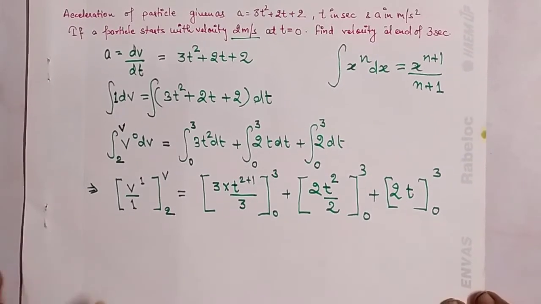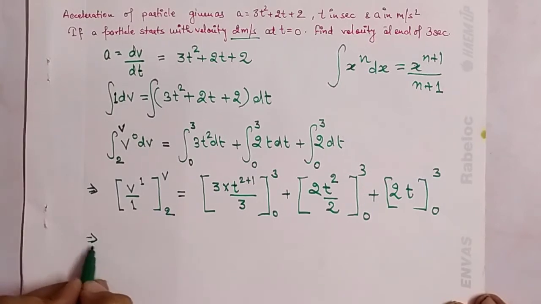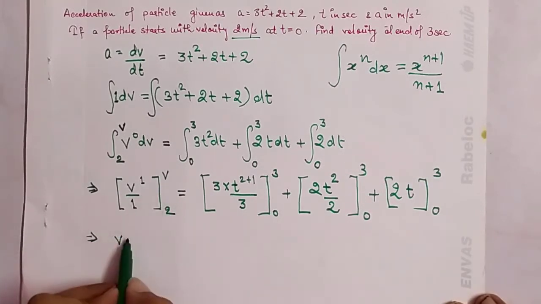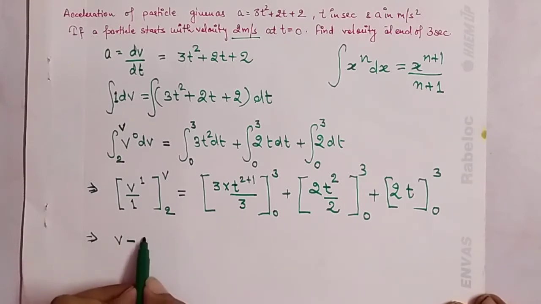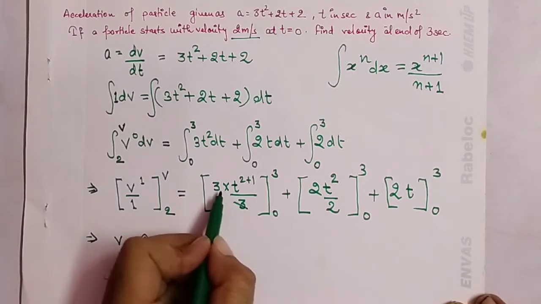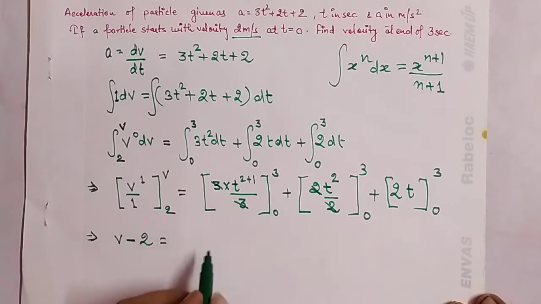Now let's put the values. Whenever you want to put the value, first put your upper limit, then subtract the value obtained by putting the lower limit. Now here you can see we can cancel out 3, and we can cancel out 2 again. Okay, now let's write the value.